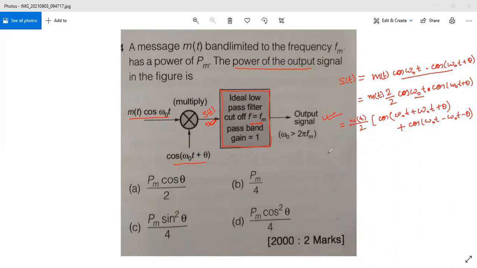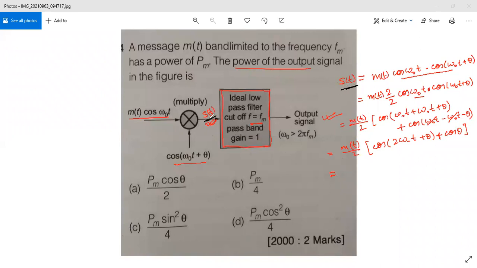So what we are getting here is m(t)/2 cos(2 omega naught t plus theta) plus, the omega naught t terms cancel out, and cos of minus theta is equal to cos theta. So what we have got now is the signal s(t).